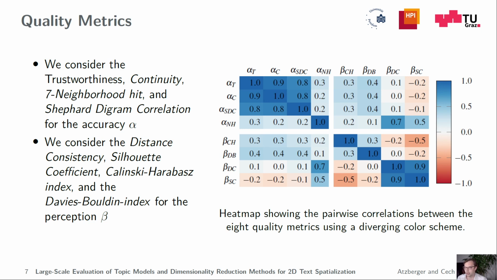Our set Q contains metrics that capture the preservation of local and global structures within the 2D layout and cluster separation. In detail, we capture the continuity, the neighborhood hit, the Shepard diagram correlation, and trustworthiness to measure accuracy, and the distance consistency, silhouette coefficient, Calinski-Harabasz index, and the Davies-Bouldin index to measure perception. We then aggregate these 2 classes of metrics according to their correlation derived from our experiments. For example, we compute the average between trustworthiness, continuity, and Shepard diagram correlation as they strongly depend on each other, and then again the average with the neighborhood hit.